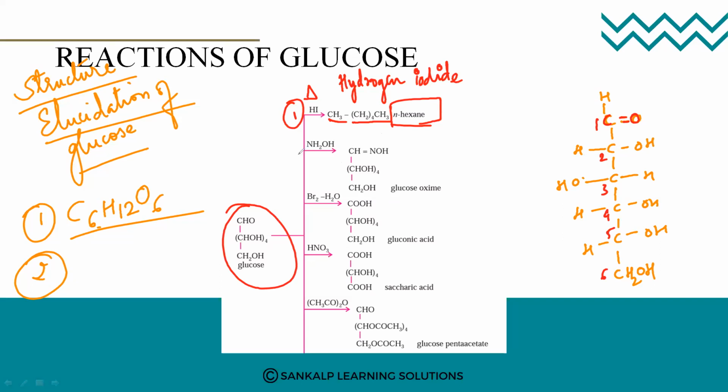Now this is the second reaction. Glucose when it reacts with hydroxylamine. What is hydroxylamine? Hydroxylamine is NH2OH.